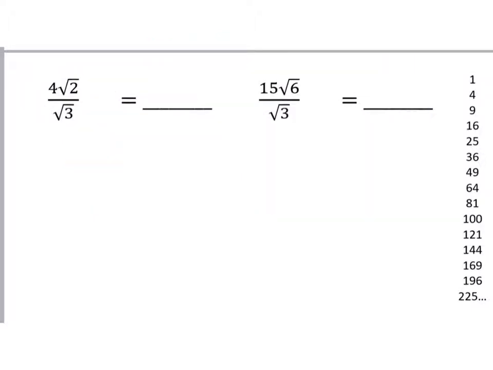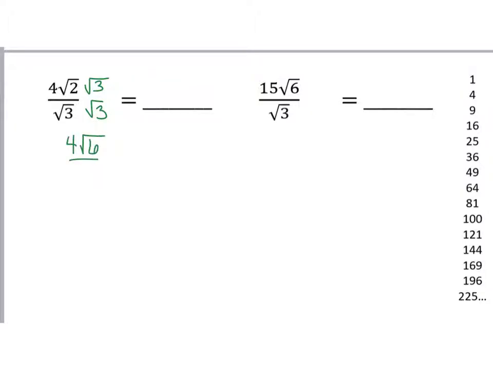Okay? Again, the first thing we do, multiply by the square root in the bottom. So I'm going to multiply the top and the bottom by the square root of 3. Now, the top already has a square root in it. We've already practiced multiplying square roots together. You should know what we're doing. 4 square roots of 2 times the square root of 3 is 4 square roots of 6.